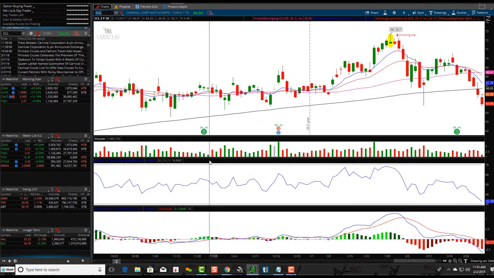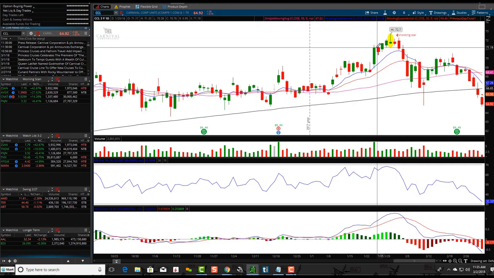So let's look at some examples here. Let's look at CCL, right? CCL was moving up here. You can see a nice bull flag up here. Price is starting to stretch into the overextended area. And then you see here, shooting star, right? An upside down, kind of hammer looking pattern.